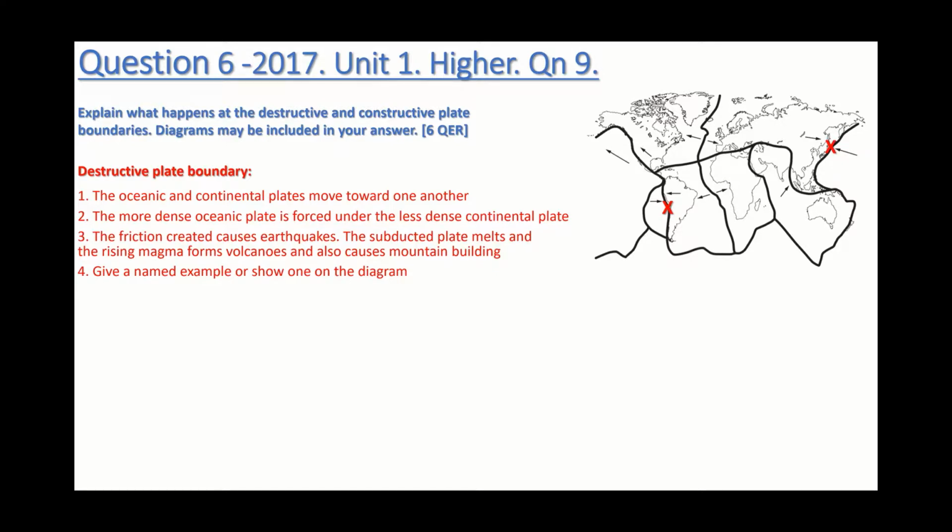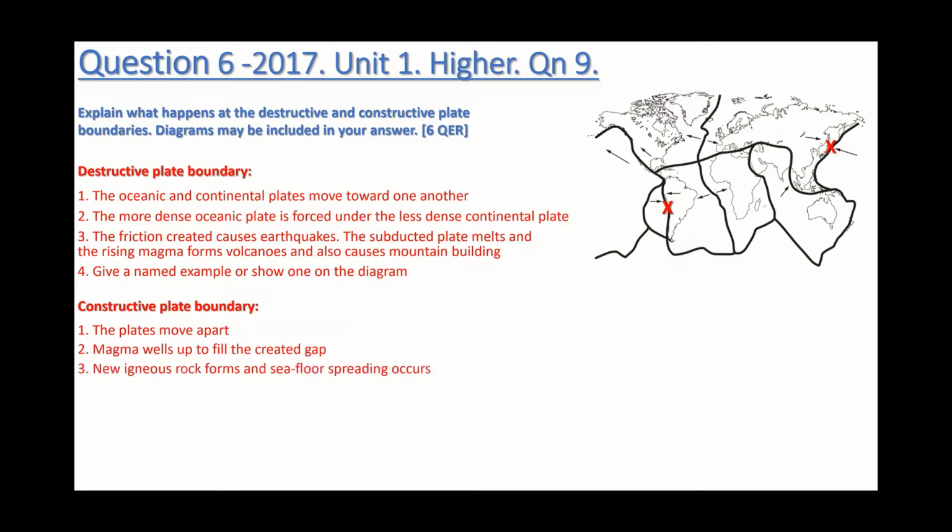So, I've picked out two on the diagram up here. So we have the destructive plate boundary between the Nazca and South American plates, and we then have the Eurasian and Pacific destructive plate boundary too. Now for the constructive plate boundaries. So here, the plates move apart, and when they do so, magma will come along and fill up the gap created by this movement. From there, new so-called igneous rock forms and seafloor spreading occurs.